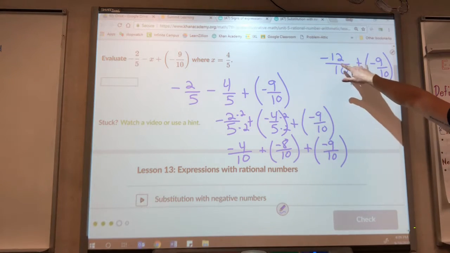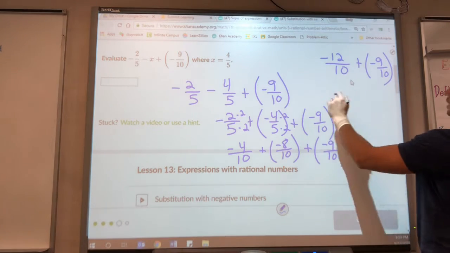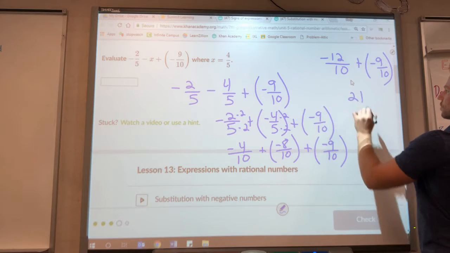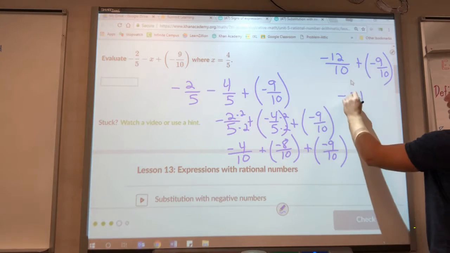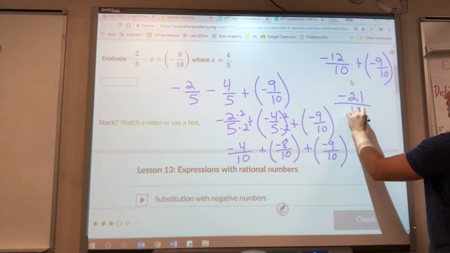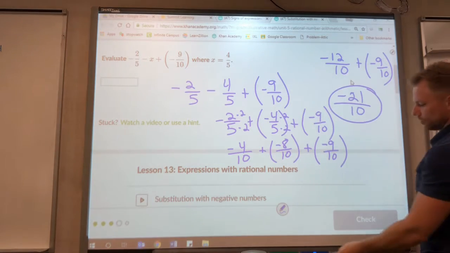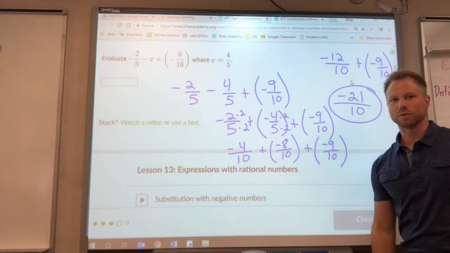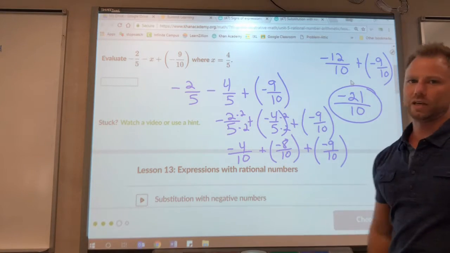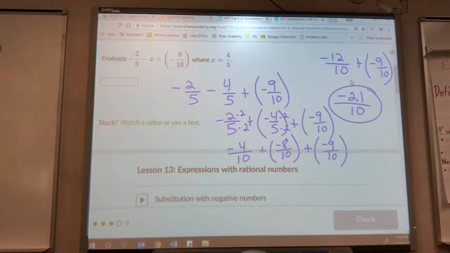Okay, again, we look at the signs. They're both negative. They're like. So we add them. Gives us 21. Keep the original sign. Makes it a negative 21 over 10. We can't reduce it. We could change it to a mixed number, but we don't have to. We can leave it improper. So we'll do negative 21 over 10.